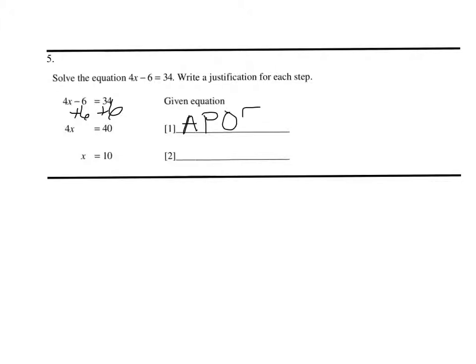APOE. Then, well, I get 4x equals 40. How do I get to x equals 10? Oh, I divide by 4. So now I've used DPOE, the division property of equality, and I'm finished.